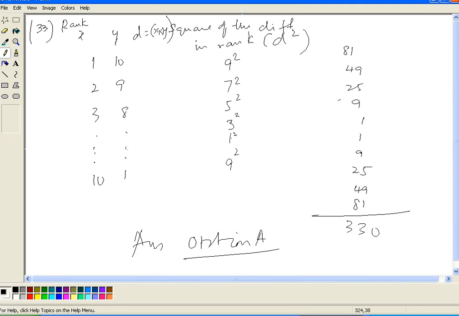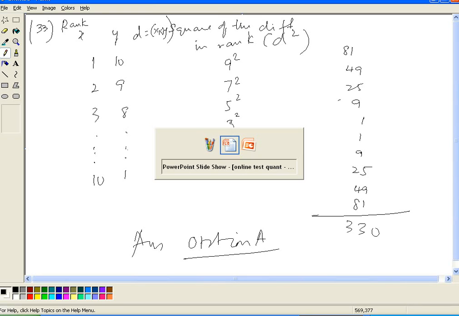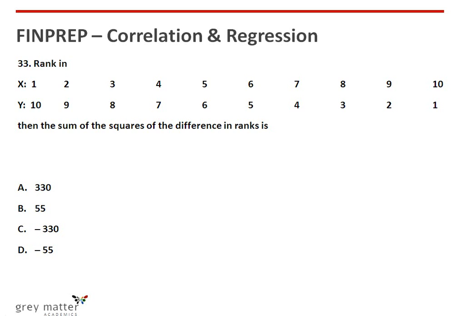So the squares of these differences would be 9 squared, 7 squared, 5 squared, 3 squared, 1 squared, again 1 squared, 3 squared, 5 squared, 7 squared, 9 squared. When you square them individually, you get 81, 49, 25, 9, 1, 1, 9, 25, 49, and 81. When you add all these, the sum of the squares of the differences in ranks gives you the total, that is 330. So the answer is option A. Going back to our PowerPoint presentation, it is option A, which is 330.